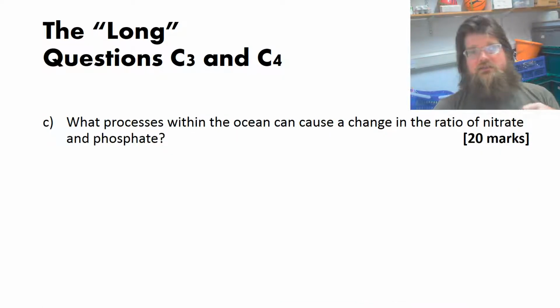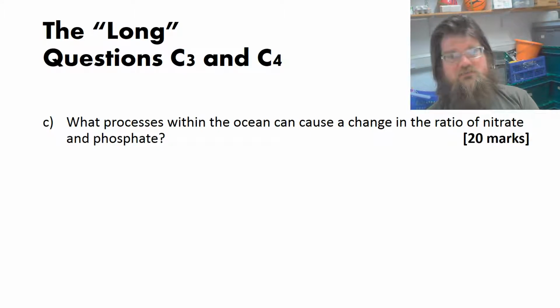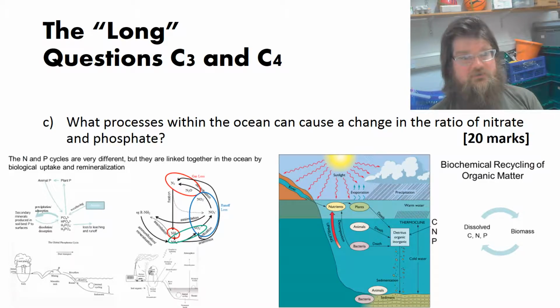And then the last part of the last question, moving towards the end of this feedback video, is looking at what are the processes that can actually change this N to P ratio. So the first part of the question is really, hey, what's the N to P ratio? 16 to 1. Hey, isn't it constant everywhere? Yeah, kind of. But also, it's not really. So what causes there to be some differences?